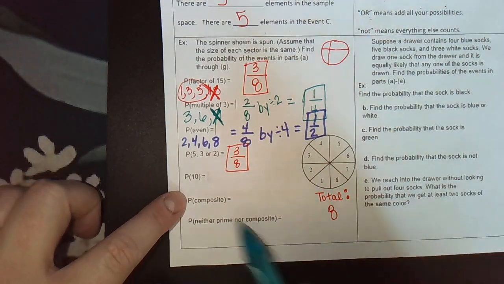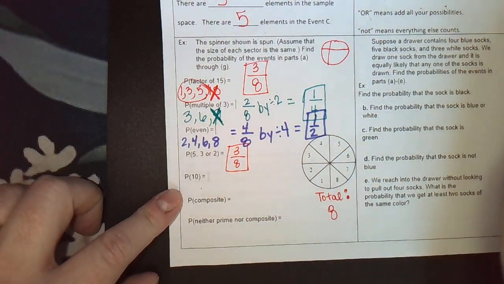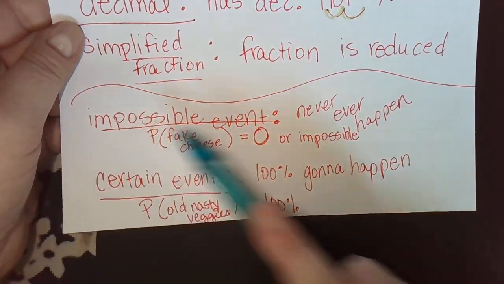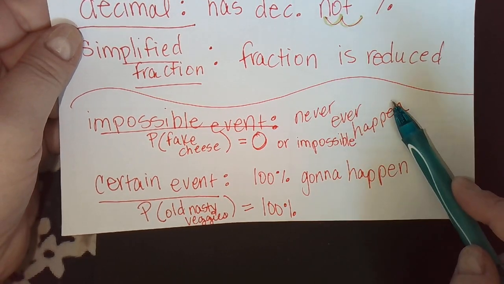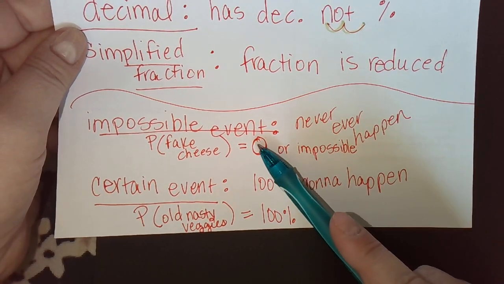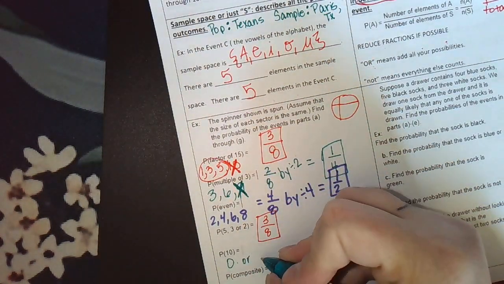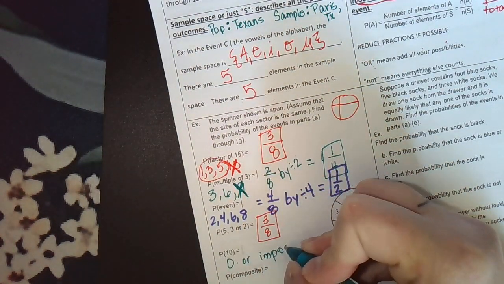Okay, let's think about this. Probability of a 10. Well, is 10 even on the spinner? No. So we use that vocabulary that we talked about at the very beginning. If it's never going to happen, we write 0. Or you might see the word impossible.